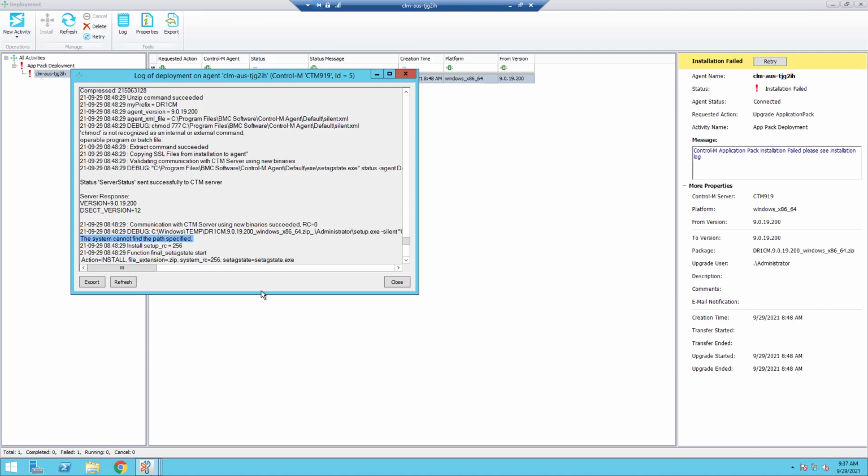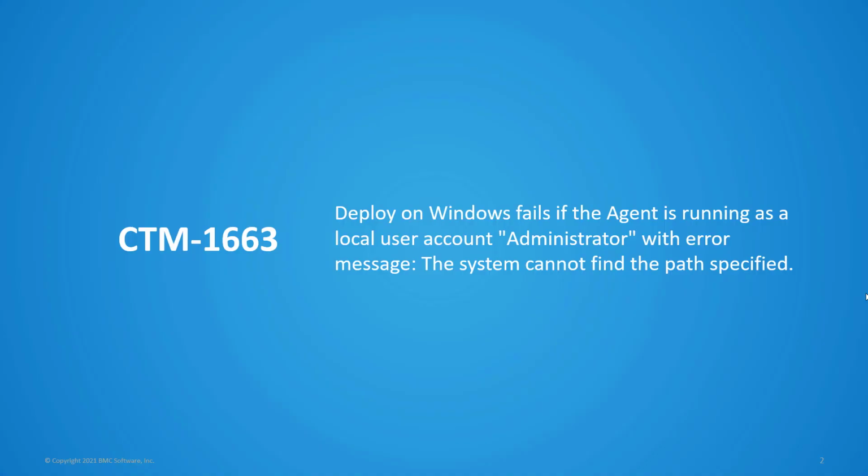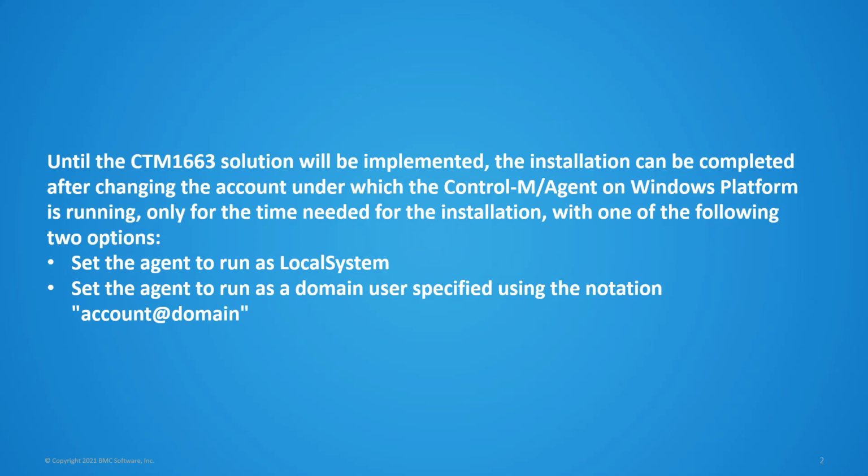This issue has been identified and is being tracked under CTM-1663. Deploy on Windows fails if the agent is running as a local user account, administrator, with error message: "The system cannot find the path specified." Until this has been addressed in a future release, the deployment of the Control-M application pack may be completed after changing the account under which the Control-M agent Windows service is running. This change may be reverted after the deployment if needed.